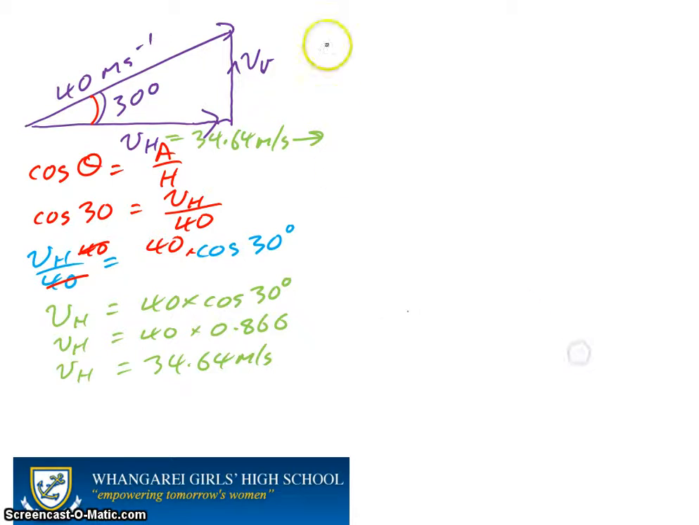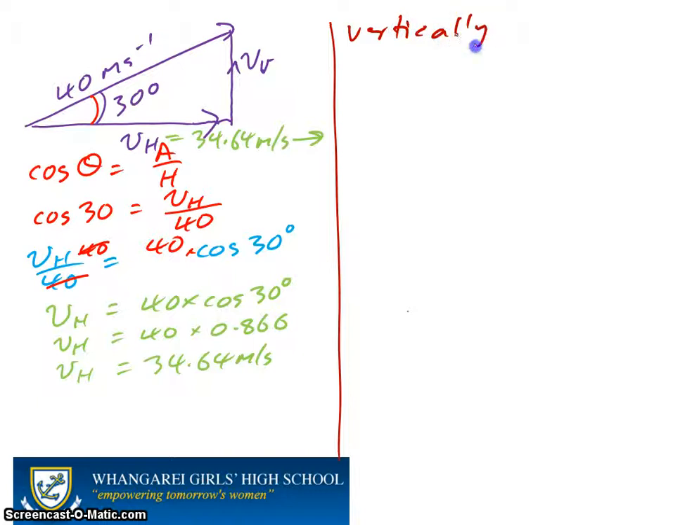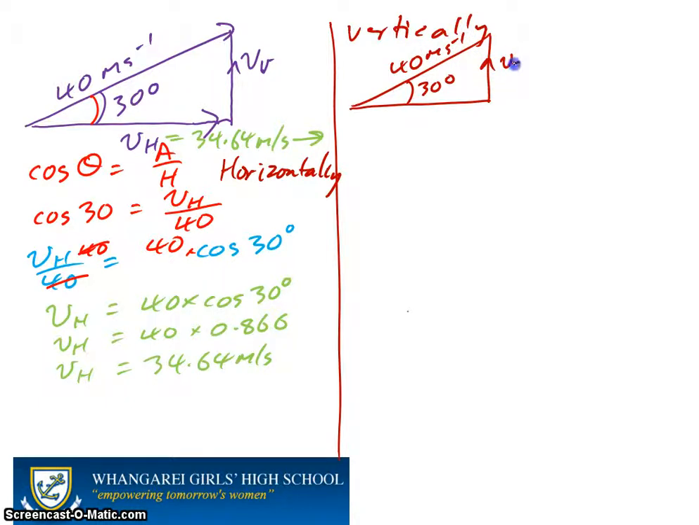Now I'm going to break the page up into two little bits. Now let's look at the vertically, because the previous one was horizontally, and I might write that one down too. So this is horizontally. Vertically, we've got a triangle here which has got 30 degrees and 40 meters per second, and the vertical velocity.